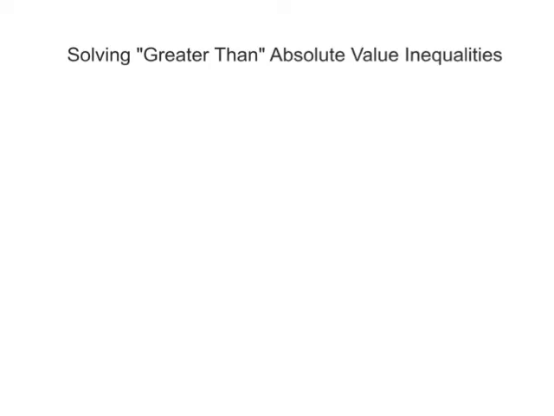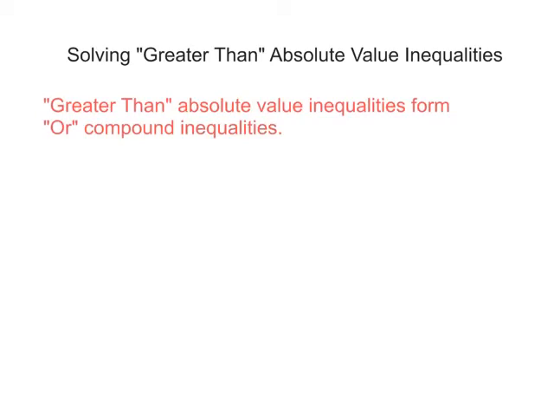In this video, we're going to look at solving absolute value inequalities that are greater than a certain constant. When you solve greater than absolute value inequalities, we take them apart and make two inequalities out of them, forming what's called an OR compound inequality.